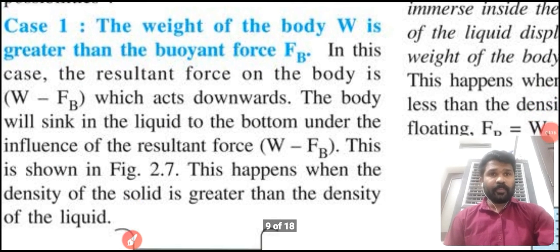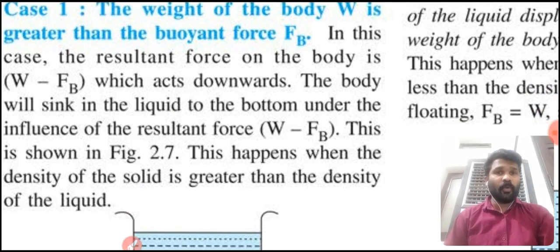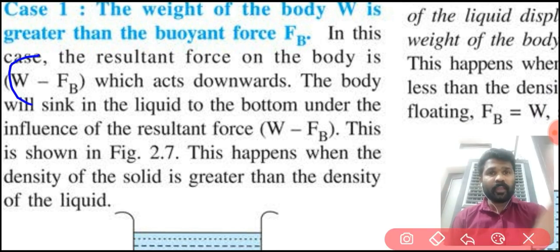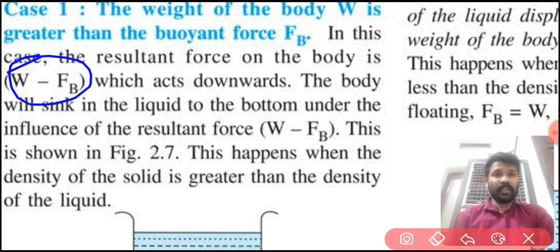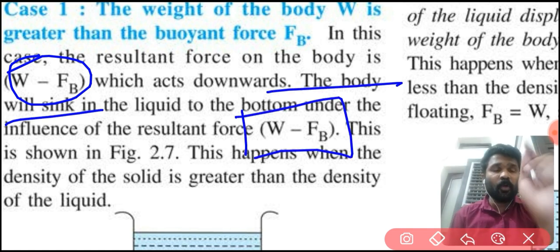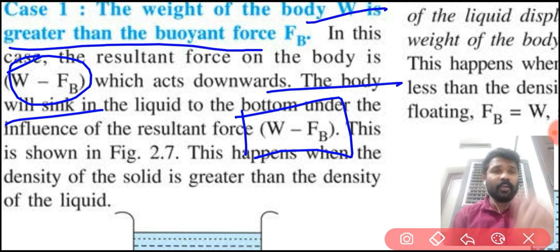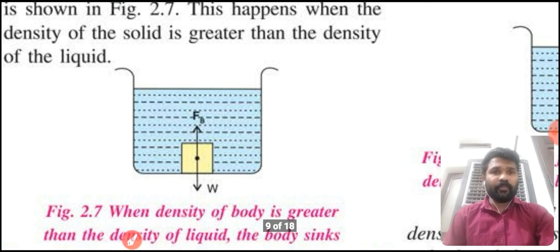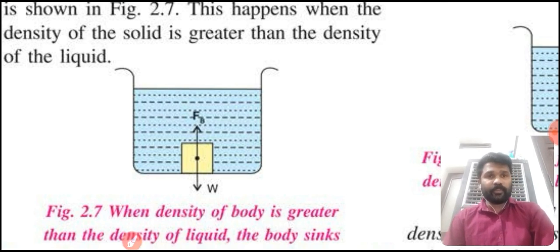In this case, the resultant force on the body is W minus FB, which acts downwards. The body will sink in the liquid to the bottom under the influence of the resultant force W minus FB. In this case, the body will sink because W is greater than the buoyant force FB. This is shown in figure 2.7. Just observe it.